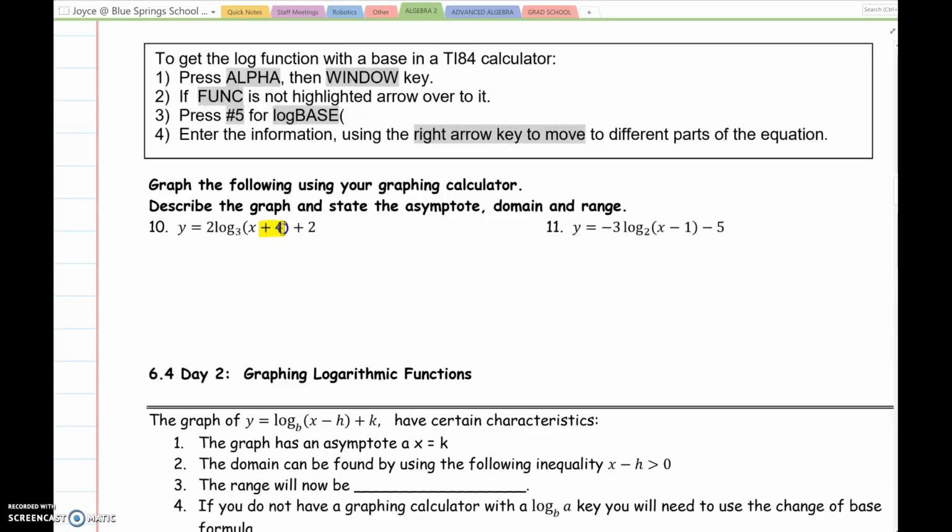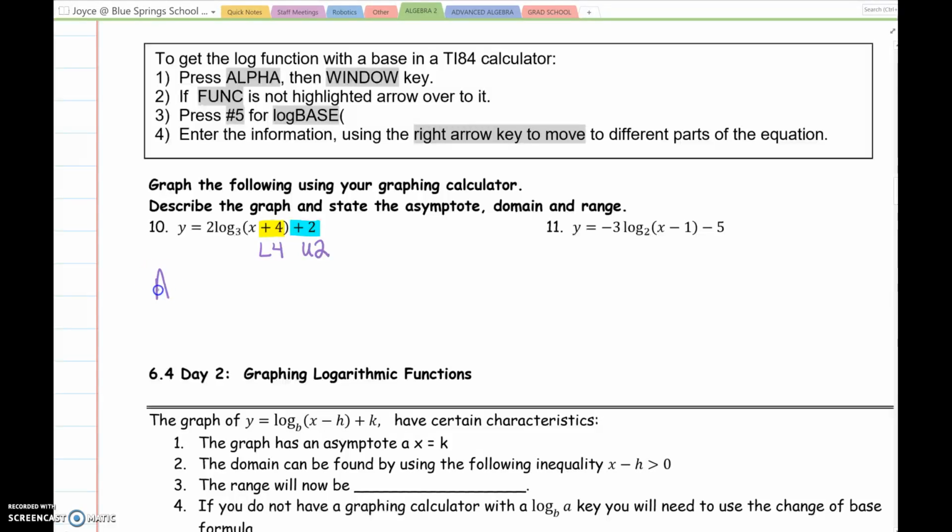What do you think this plus 4 is going to do to the graph? Left 4. I think that is correct. What do you think the plus 2 is going to do? Up 2. On your assignment, it's going to give you an equation and ask you, what's the horizontal movement? On this one, you'd say left 4. It's going to ask you, what's the vertical movement? You would say up 2. You can get that without graphing this.